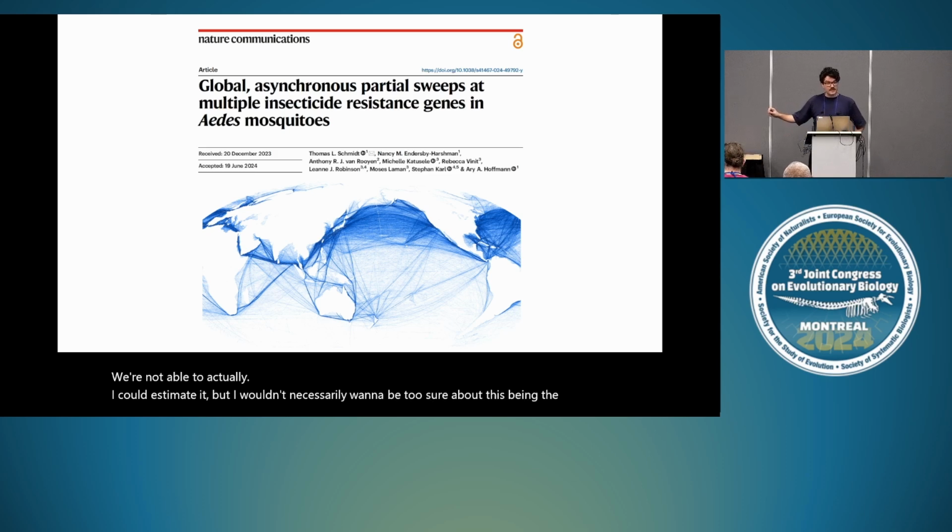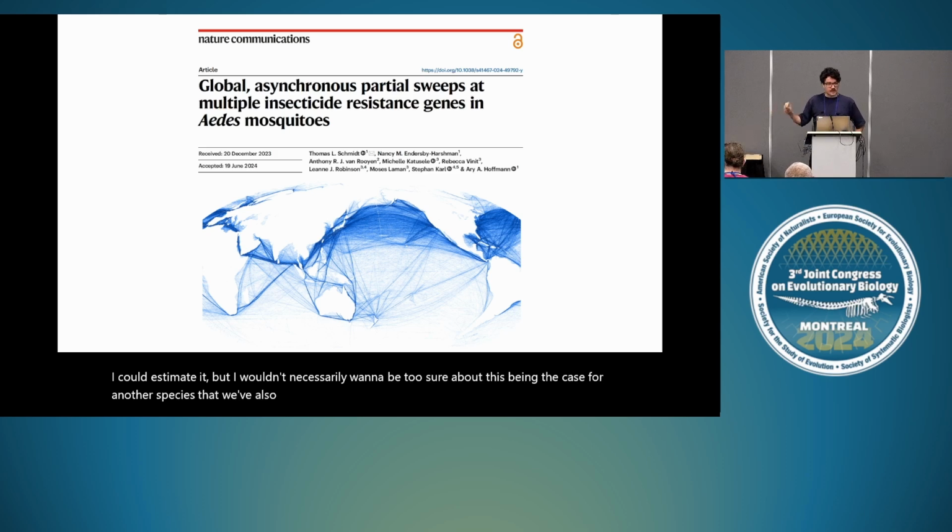For another species that we've also studied, the tiger mosquito, it's a little bit clearer, because resistance was recorded first in Singapore, and we can see its frequency is the highest in Singapore, and then it has spread at a very low frequency among a bunch of other locations nearby. Thanks.